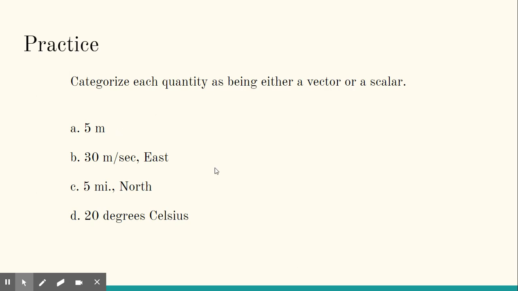But this doesn't need to just be a cardinal direction. It could be right, left, forwards, backwards, up, down. All of these would also be directions, which, if added to a number with a unit, would be a vector quantity.